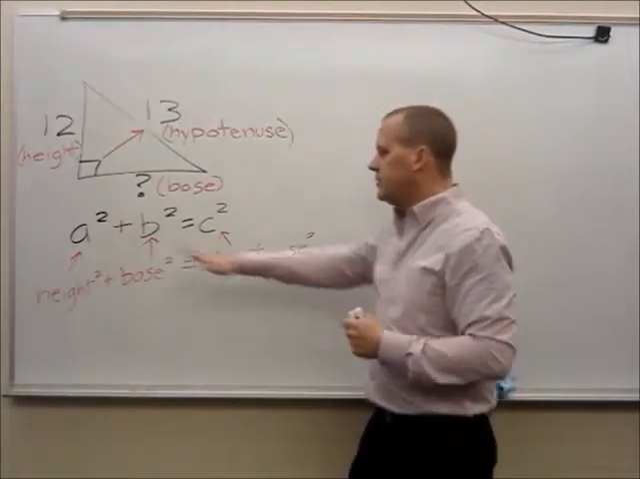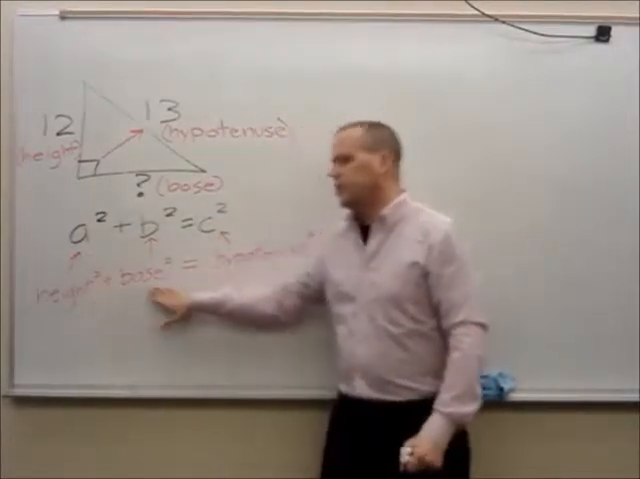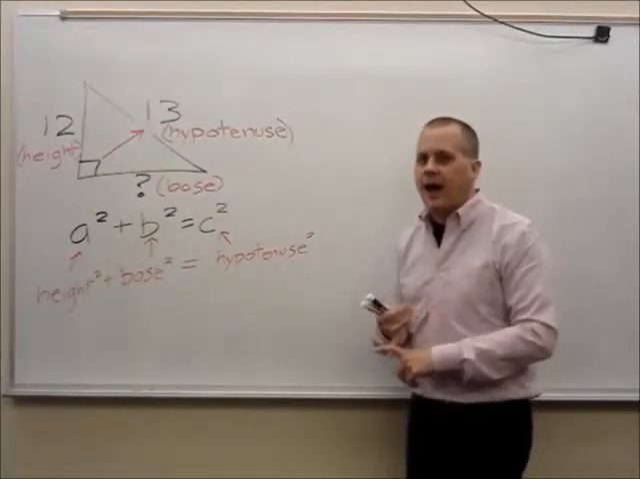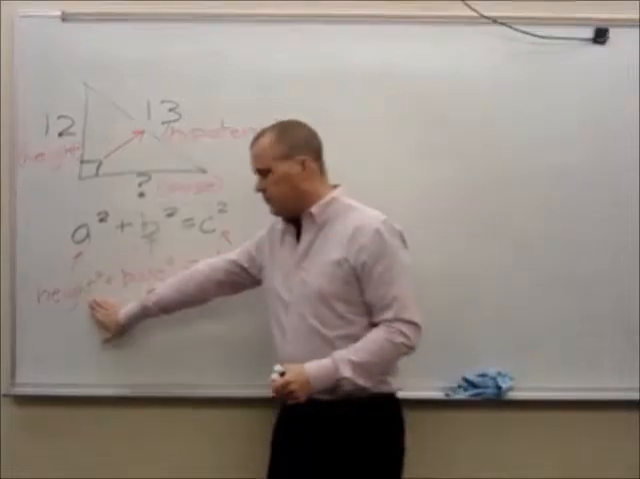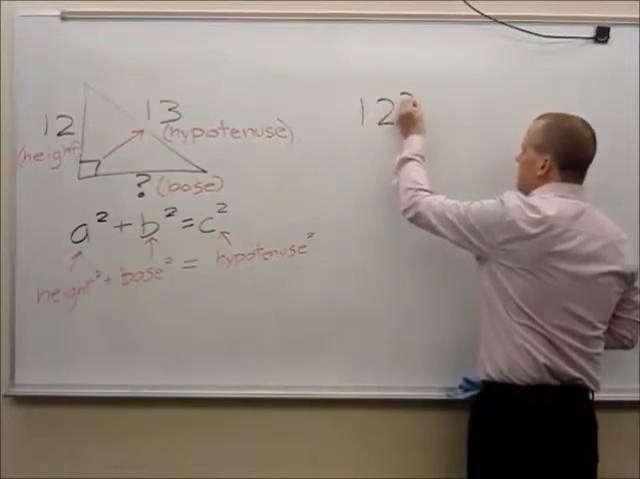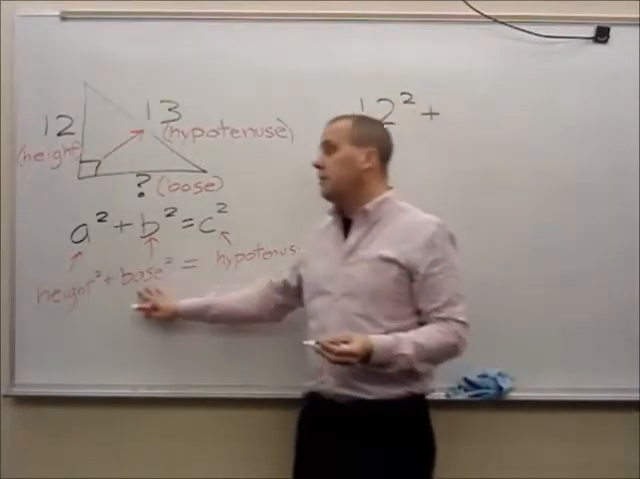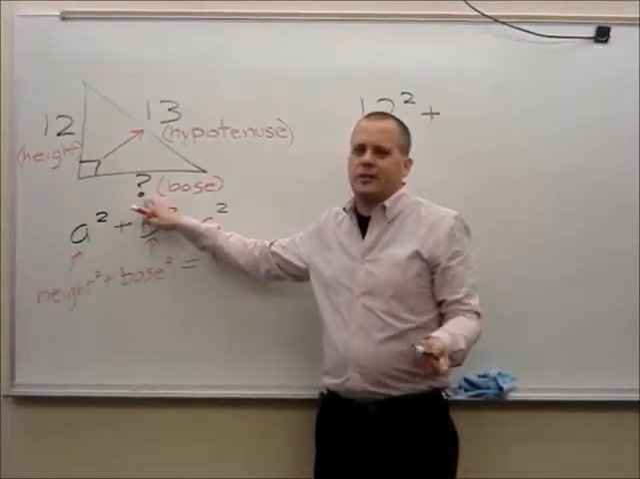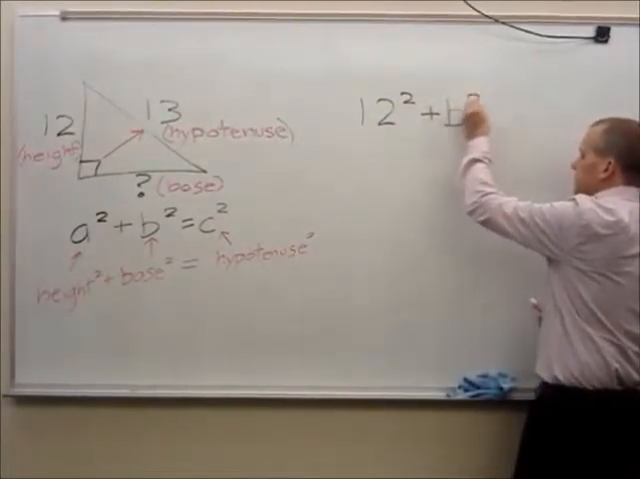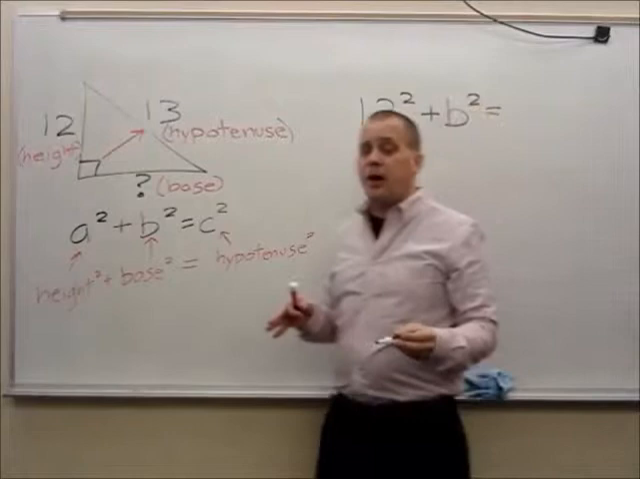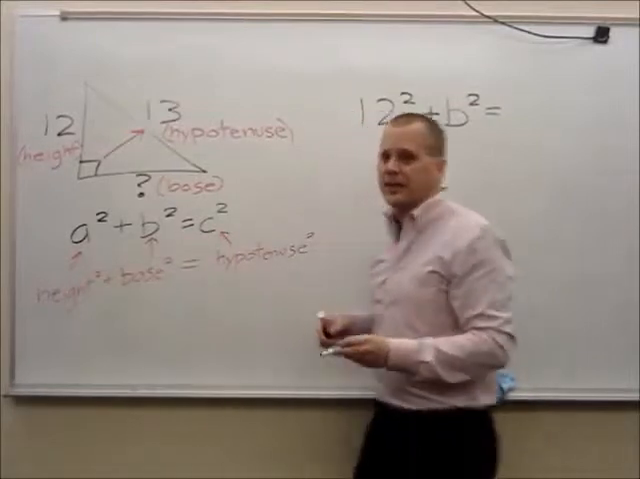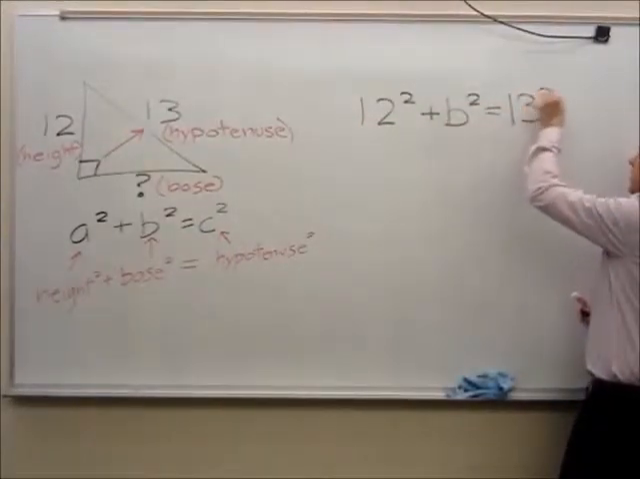So here's what I'm going to do. I'm going to take my formula, height squared plus base squared equals hypotenuse squared. I'm going to start to substitute in the values that I have. I already know what the height is. The height is 12, so I'm going to write 12 squared. Now, I don't know what the base is. I've got this little question mark here. I really don't know how long that length is. So I'm just going to leave it as b squared. And then last but not least, I know what the hypotenuse is. I do have this length of the hypotenuse. The length is 13. And I'm going to square that.